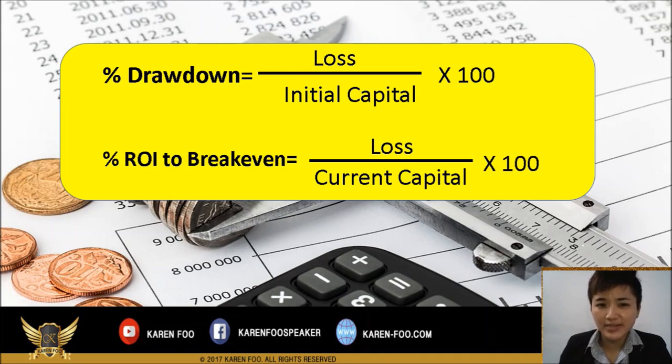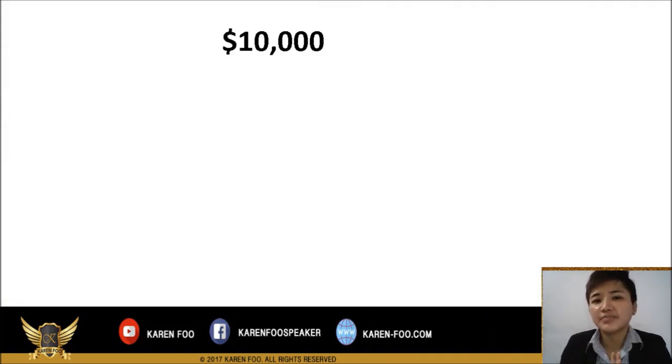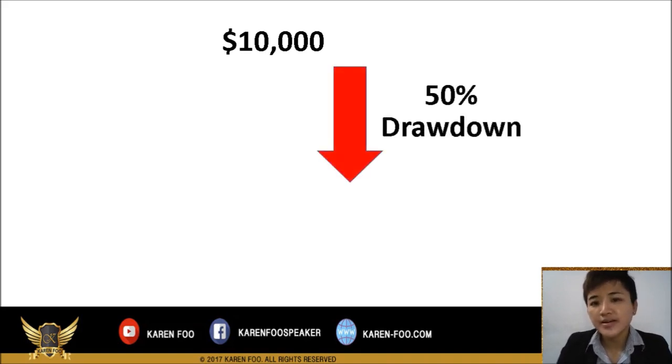Now let me give you an example. Let's say you decide to deposit $10,000 today, and this is your initial capital. And let's say, for example, you forget to put your stop loss. Then all of a sudden, your account went from $10,000 to $5,000. Now this is a 50% drawdown. How do you calculate this? You take your loss, which is 5,000, divided by your initial capital, which is 10,000, which gives you a 50% drawdown. Remember, times 100 also.